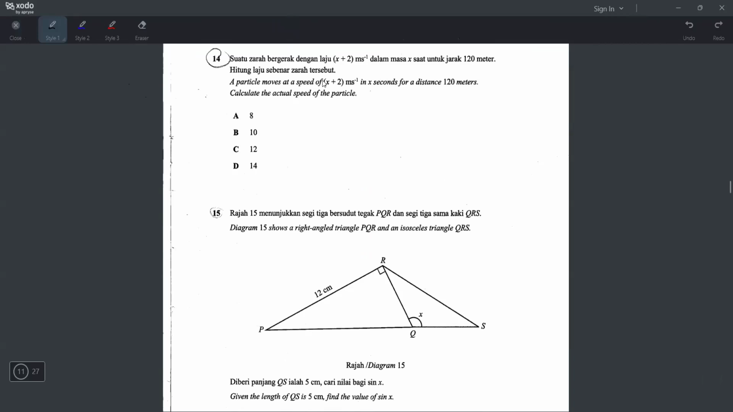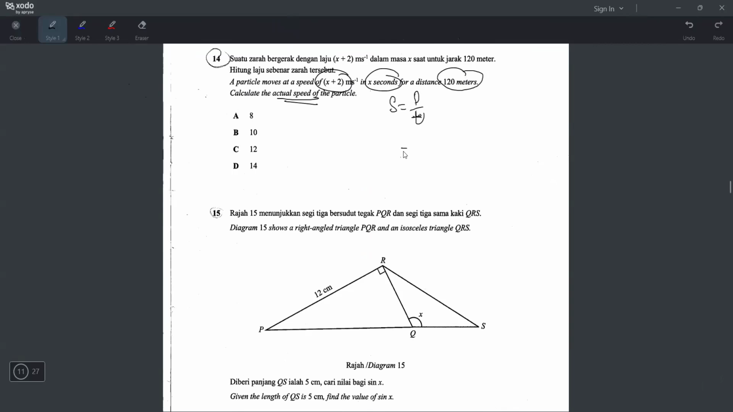Okay, number 14. A particle moves with a speed of x plus 2 meter per second. This is the speed. In x seconds for a distance of 120 meter. Calculate the actual speed of the particle. Okay, speed formula is distance over time, or in Malay, jarak bahagi masa. That is the formula to find speed, distance over time.